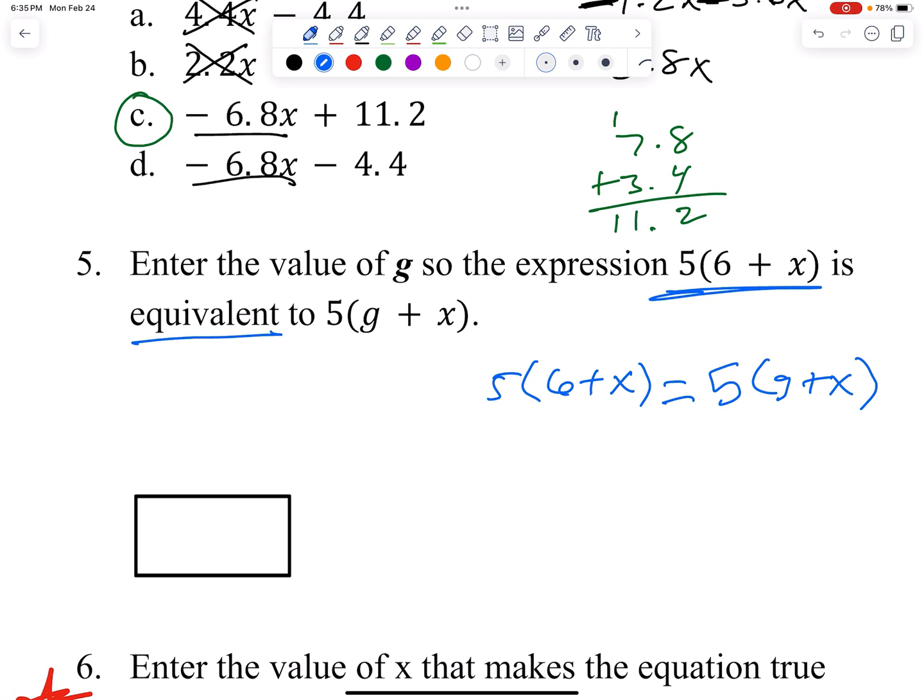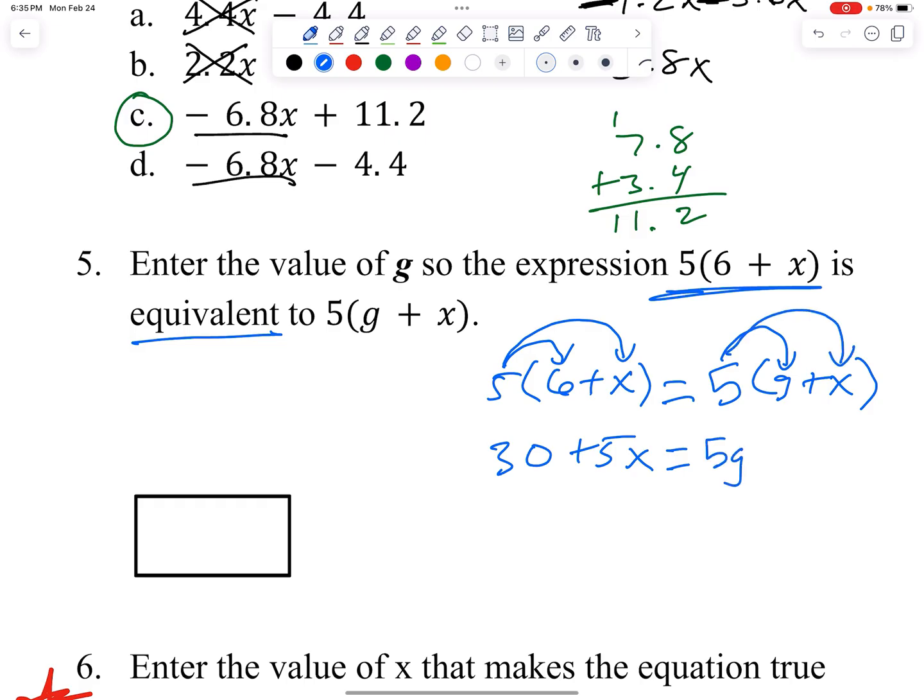So in this case, I see parentheses. That means multiply. In this case, distribute. So 5 times 6 is 30. 5 times x is 5x. On the other side, I see 5 times g is 5g, and 5 times x is 5x.